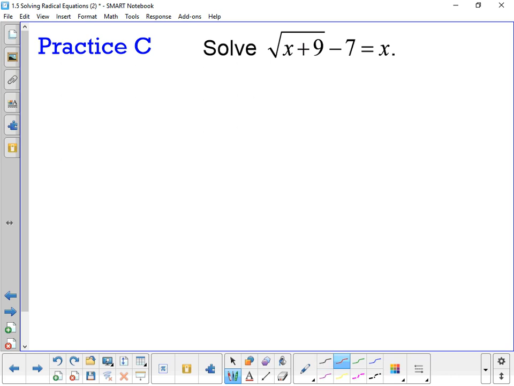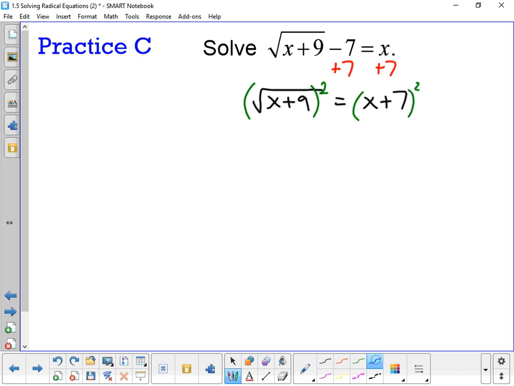So again, we've got our radical, we've got minus 7 equals x. So we can get this radical by itself by adding 7. So we have square root of x plus 9 is equal to x plus 7. And now we're ready to raise both sides of our equation to the power, and we're using the second power here because it's a square root. So we have x plus 9 is equal to x plus 7 squared.